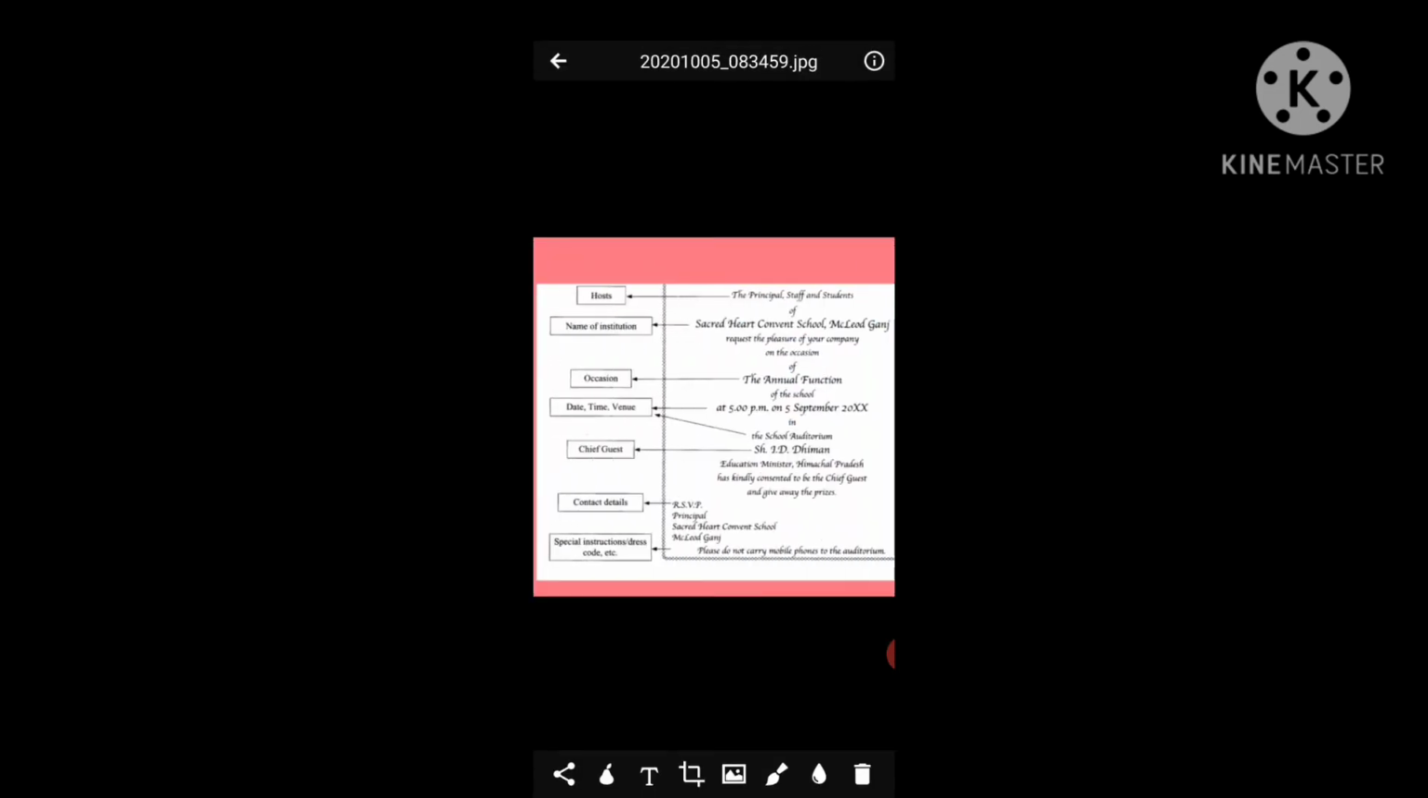The principal, staff and the students. You can directly write Sacred Heart Convent School, but here it is principal, staff and the students. Who is the host? Principal, staff and the students. Name of the institution? Sacred Heart Convent School, McLeod-Ganj.